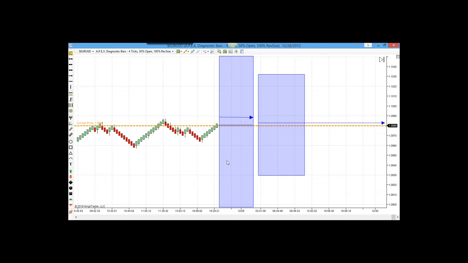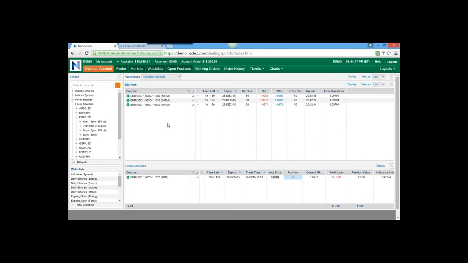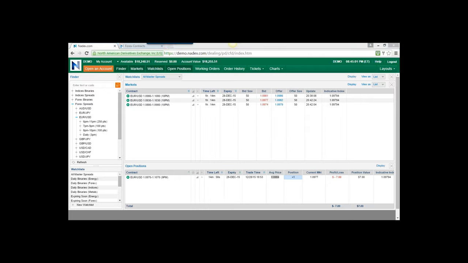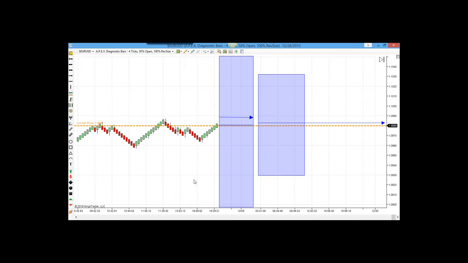Would I ever look at buying this spread if I think the market's going up? Is there ever a reason to buy this spread thinking the market's going up? No, because you can't make any money on it, can you? I can buy it and make $1 and risk not, that makes no sense, right? It's pointless.